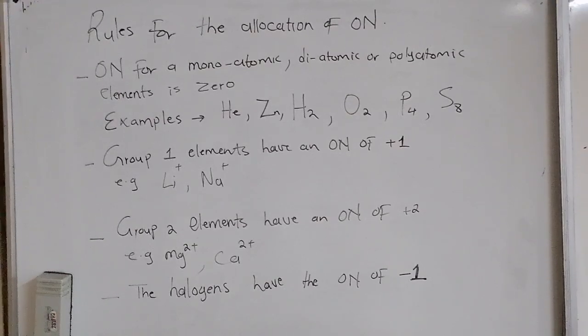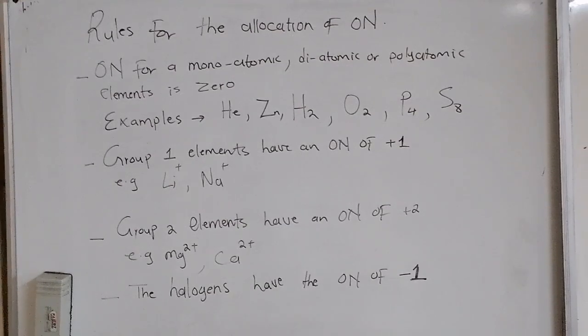These are examples of monoatomic, diatomic and polyatomic elements. Helium, He, is a monoatomic element, which means its oxidation number is 0. Even zinc, since it is a monoatomic element, has an oxidation number of 0. H2 is diatomic, O2 is diatomic, and it is always 0. It means that if an element from the periodic table is not combined with other elements, its oxidation number is 0. Group 1 elements have an oxidation number of positive 1.